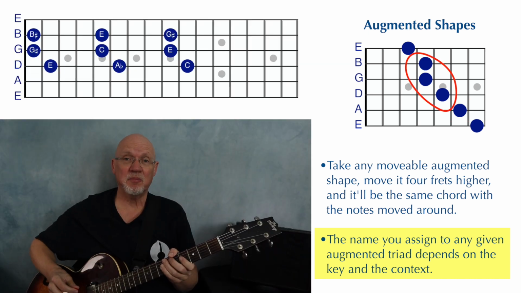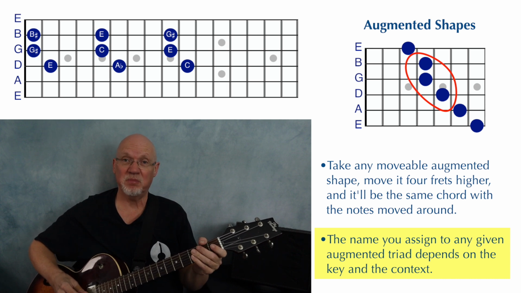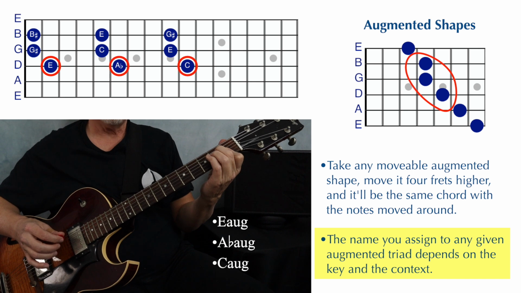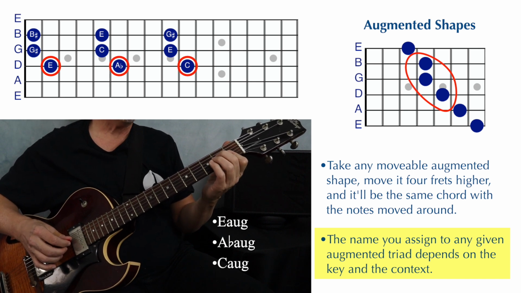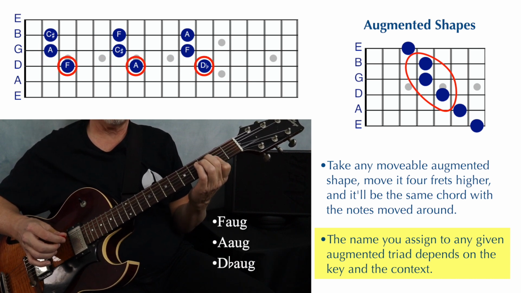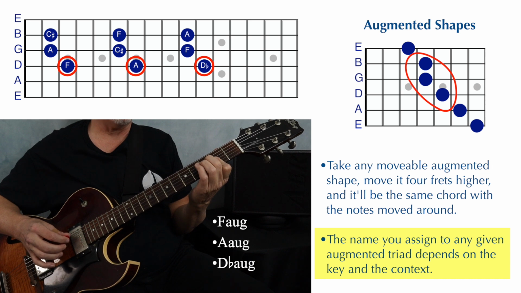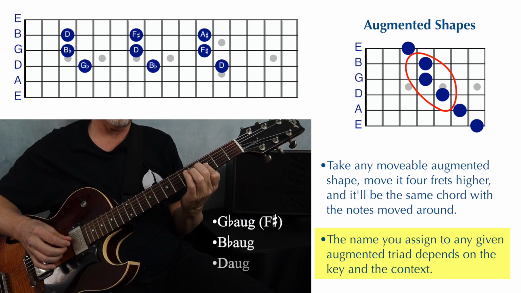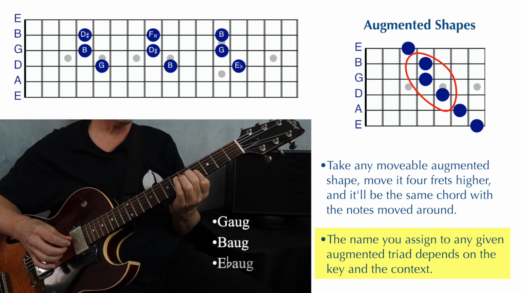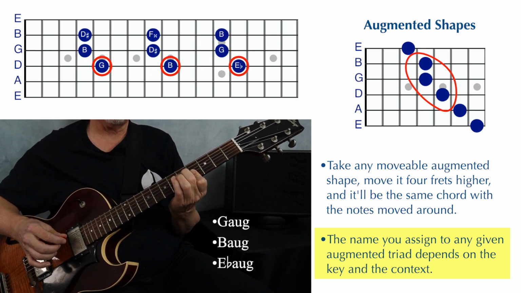And the same concept applies no matter which set of strings you're playing. Start here, and then every 4 frets, you've got either E, A-flat, or C augmented, depending on context. Move it another fret higher. Every 4 frets, you have another set of 3 augmented chords. Move it another fret higher. You've got another set. Move it 1 more fret higher. You have a 4th set.